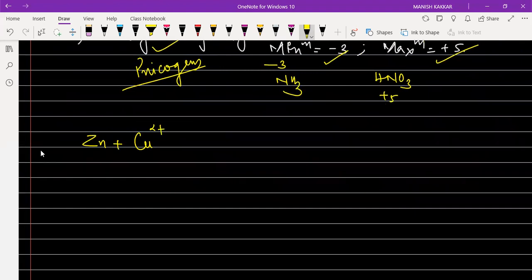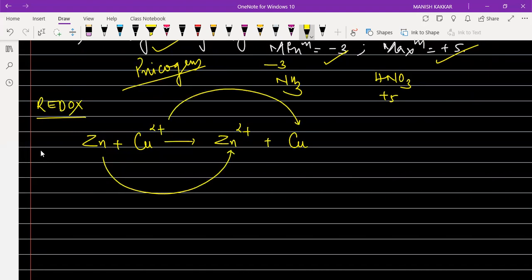This is the additional information which you should know, because whenever we write any reaction, suppose मैंने एक reaction लिखी, zinc reacting with copper ions, forming zinc ions plus copper. ठीक है, इस रिएक्शन में हम इसको एक redox reaction बोलेंगे, because in this case the oxidation and reduction are taking place simultaneously. Zinc is getting oxidized to zinc ions, copper ions is getting reduced to copper. So this is oxidation, this is reduction.